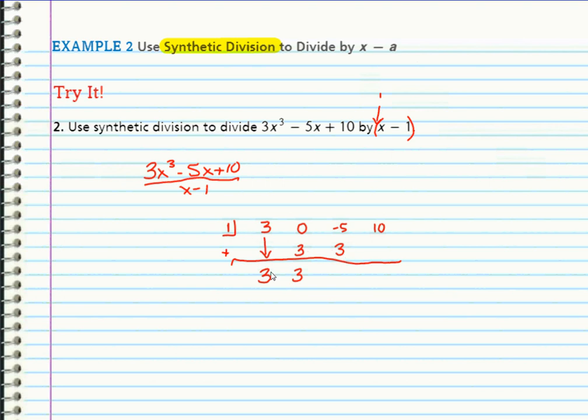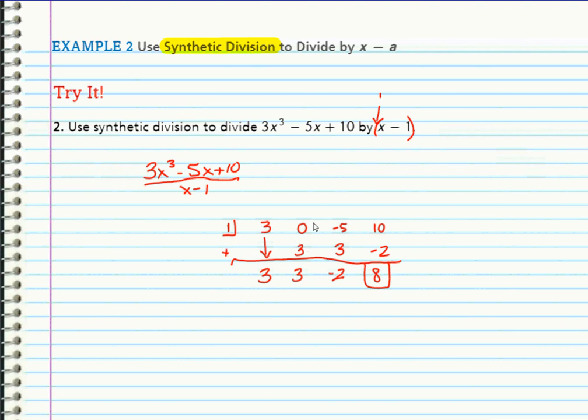So drop the 3 straight down. 1 times 3 was 3. Okay. 0 plus 3 is 3. So now we multiply. 1 times 3 is 3. Negative 5 plus 3 is negative 2. 1 times negative 2 is negative 2. And then you add these, you get 8. Now there are no more numbers, so this is my remainder. So this is my answer. This is weird looking, but this is my answer.